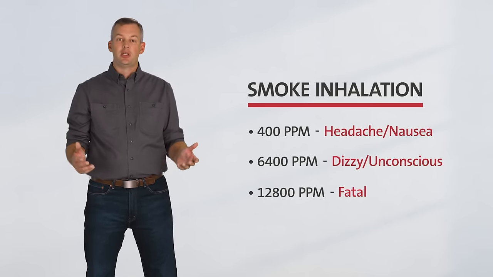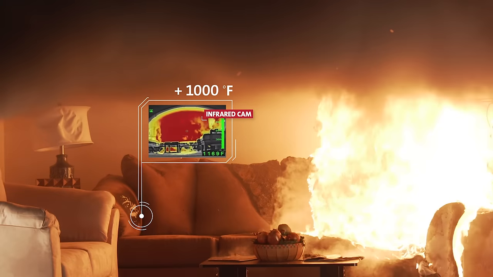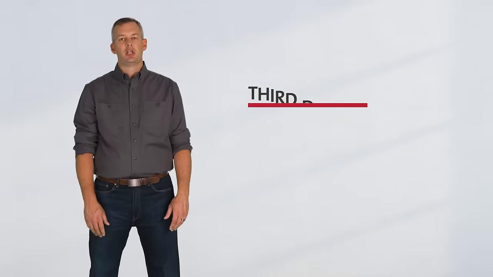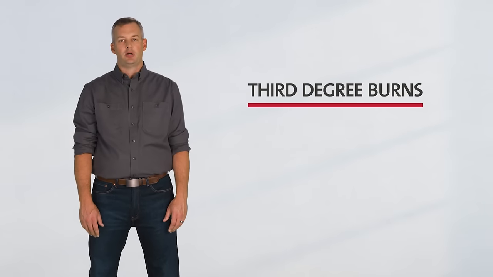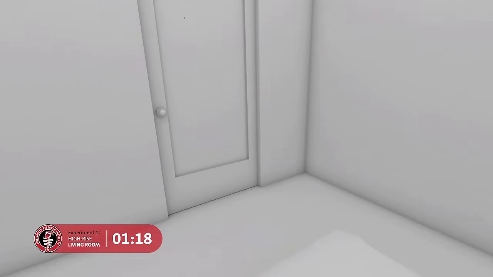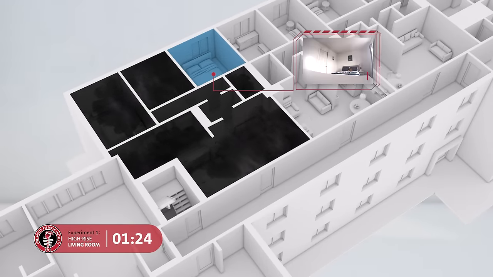The temperature of the smoke is just as dangerous. In our research, smoke reached temperatures of over 1,000 degrees. A few seconds of exposure can cause second and third degree burns on your skin and in your lungs. Back to the timeline. We're at 80 seconds now, and smoke has reached every room in the apartment except your bedroom with the closed door. Even a hollow core door acts as a protective barrier between you and the smoke and flames, buying you precious time in a home fire.